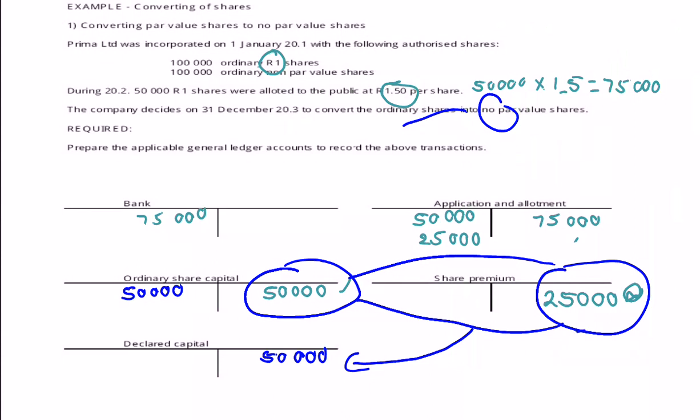And remember, I always also have to take my share premium. So I remove my share premium, 25,000, and I put it in my declared capital account. And there I just did a conversion of my ordinary par value shares to no par value shares. Remember, you're not allowed to only convert a portion of this to no par value shares. It's all or nothing.